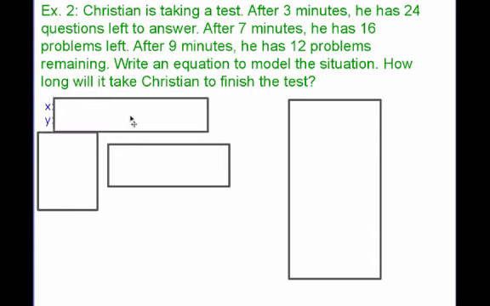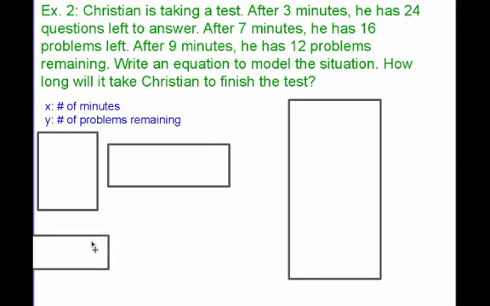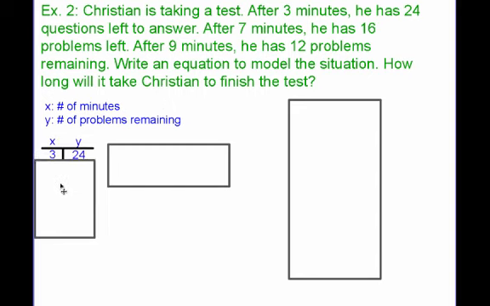So our first step is to define our x and y. So let's think about the two things that are changing. We've got minutes, 3 minutes, 7 minutes, 9 minutes. And then we have how many problems he has left. 24, 16, 12. So I'm going to say my x is the number of minutes, and my y is the number of problems remaining. Number of problems he has left. So I'm going to set up my xy table. We've got (3, 24), (7, 16), (9, 12).